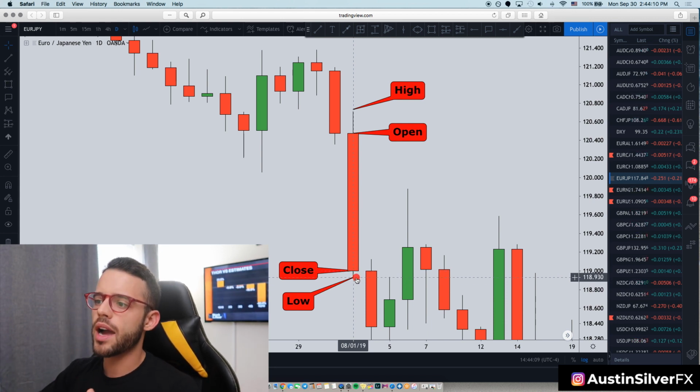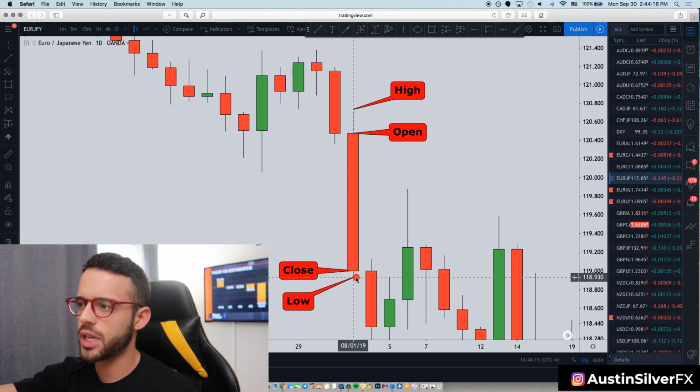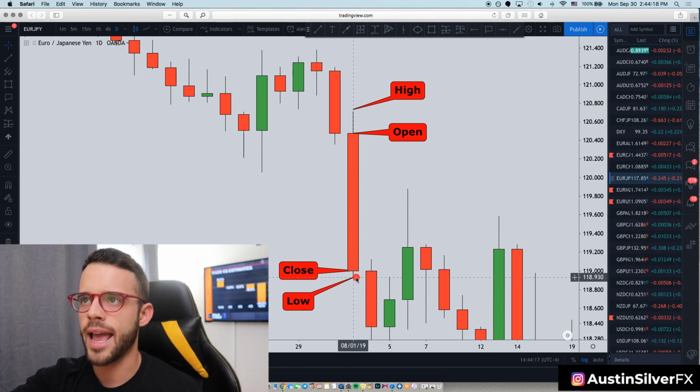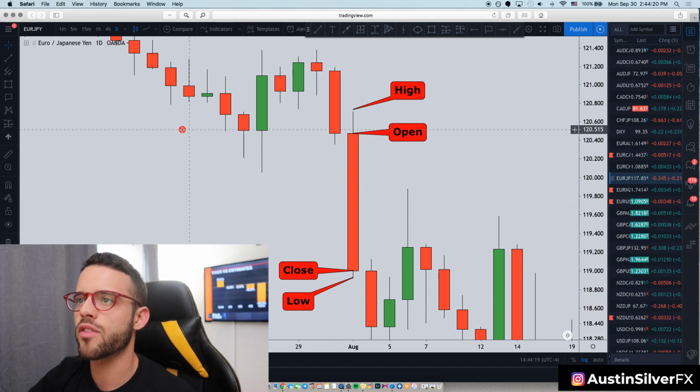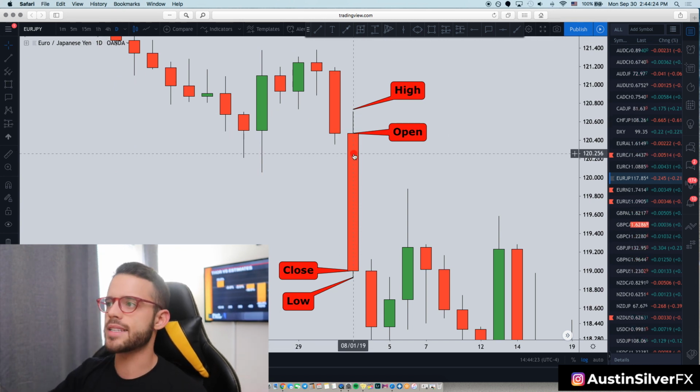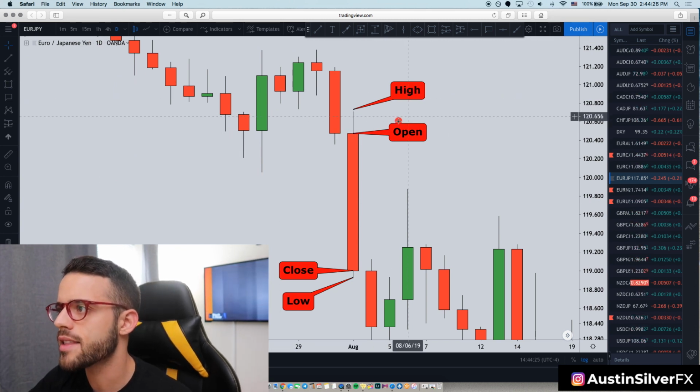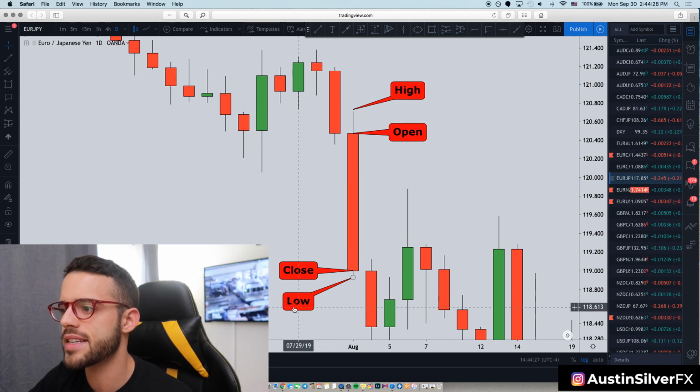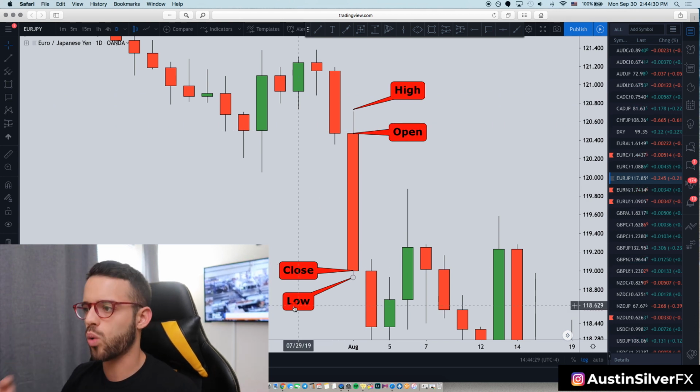Now, the open, the high, the low, and the close are 4 different values that are measured based on the period of candlesticks that we're looking at. So here, as you can see in the top left corner, we're looking at the daily chart. So each bar here represents a day. So this was the day high, the day open, the day close, and the day low. And it's always about that price.